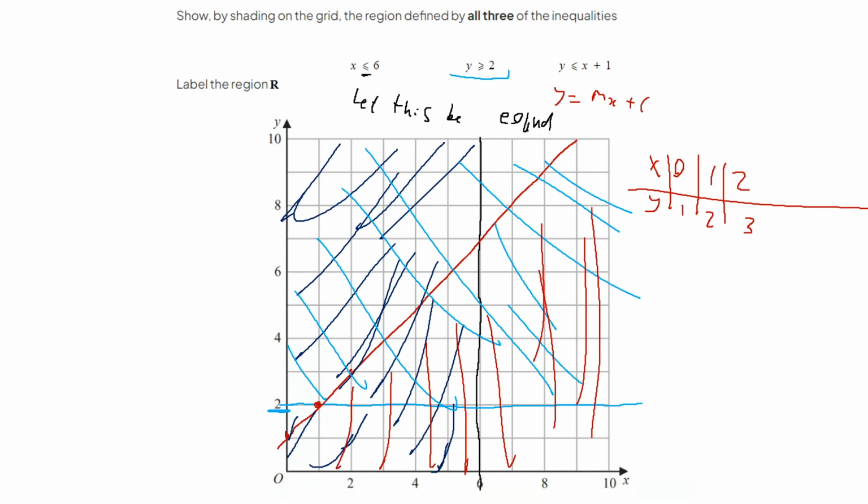So we can clearly see that the region that we're after goes through this triangle, so we can label this region a really bad R. Actually, let me make that a bit better. And then I'll color it in. And so this region is R. A very bad R, but this is R.